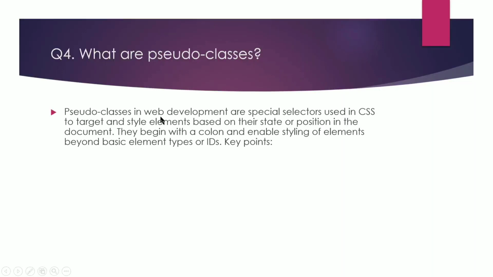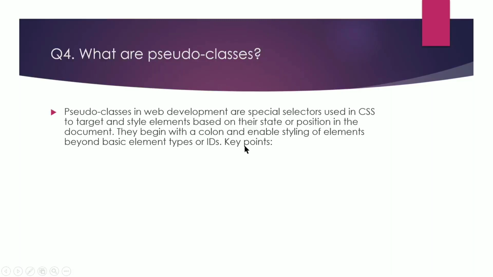Pseudo classes in web development are special selectors used in CSS to target and style elements based on their state or position in the document. This is the main point: based on their state or position in the document. Don't worry if you don't get the point, you will see an example of it. They begin with a colon and enable styling of elements based on basic element type like IDs.